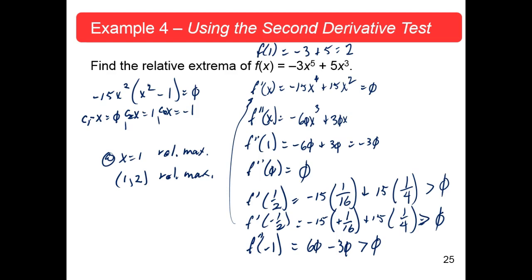Concave up. And if it's concave up at a critical value, what does that mean? It's concave up at a critical value, that means it has to be a minimum. Absolutely. So at x equal negative 1, it's a relative minimum. Okay? Now, we need the actual point there, so let's plug in x equal negative 1.